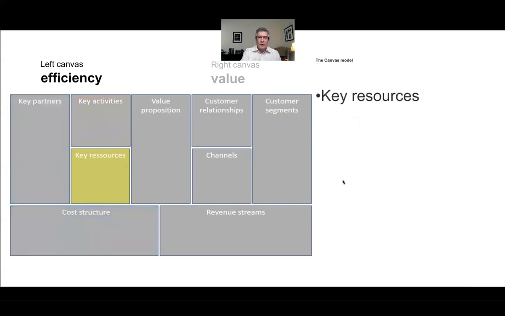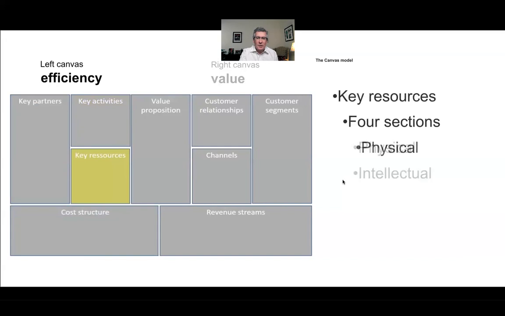So the key resources part, and I spelled resources wrong. I told you you're going to get extra credit if somebody guesses that, but I just gave you the answer. This is real important. So this has got 4 different sections to it. You got the physical, you got the intellectual, you got the financial, and the human. So this is, are you going to have an office, or are you going to work out of your home? Do you need a store or not?